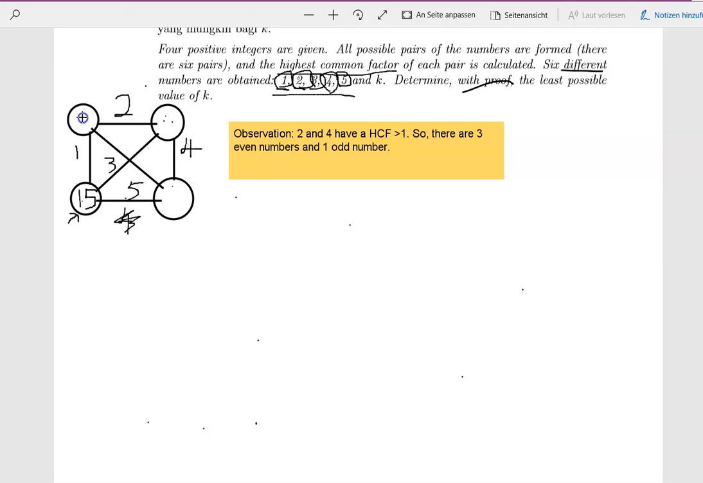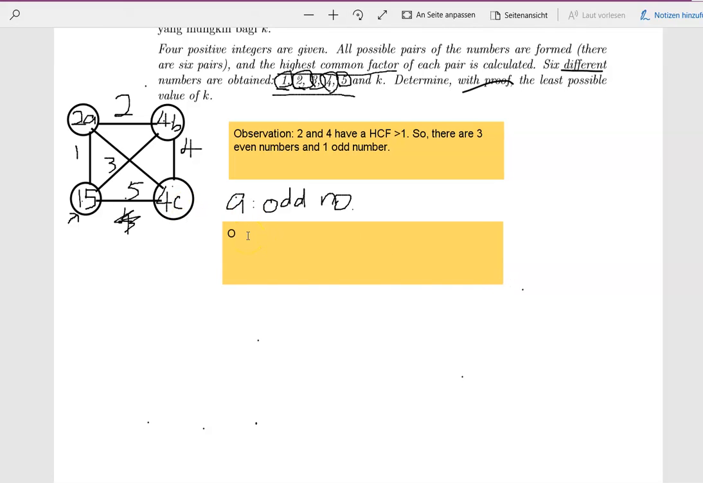So let's say for this circle we put a 2a, and for this circle we put a 4b, and for the other circle we put a 4c. This a is an odd number, right?